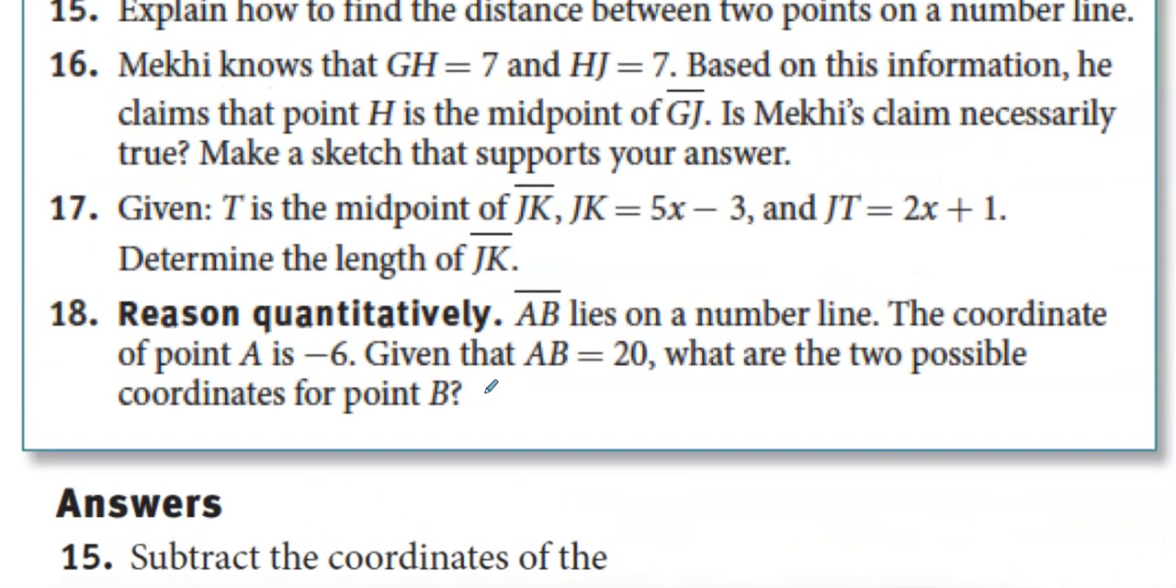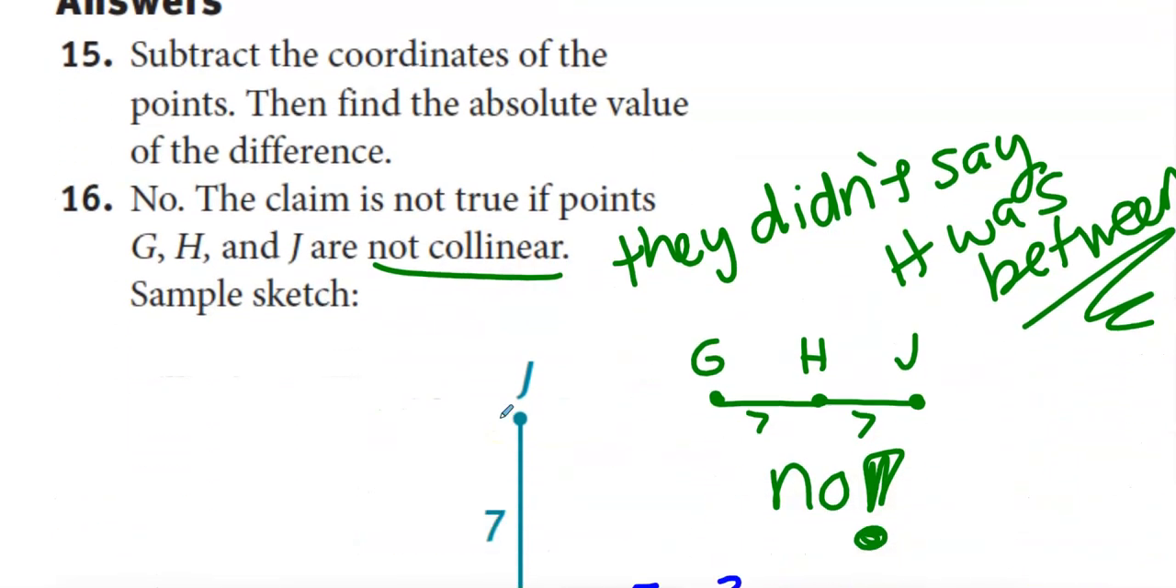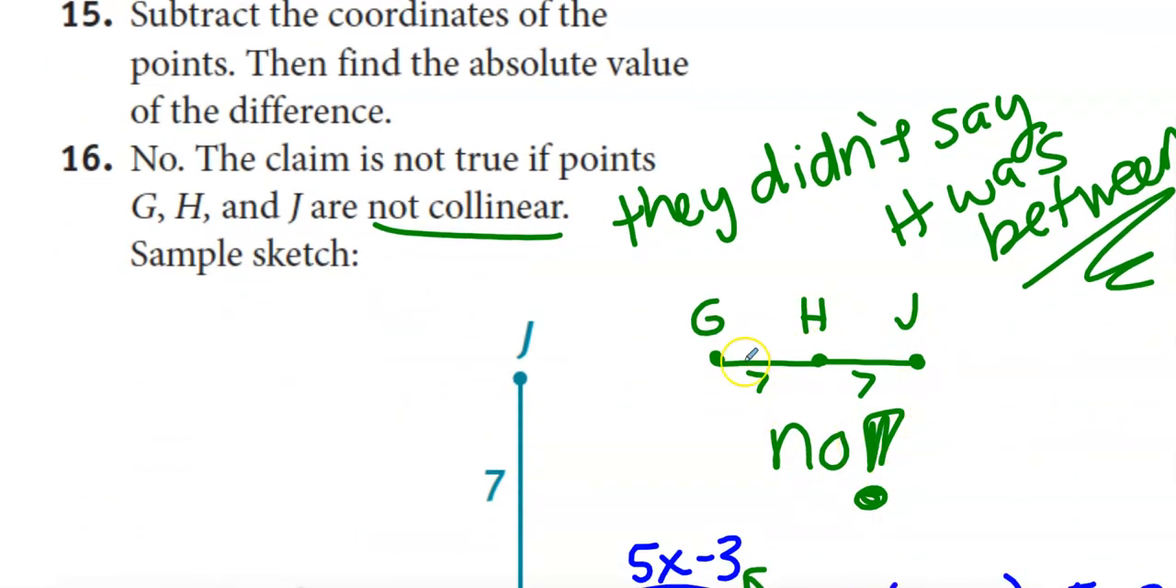Okay. Number 16, Mikai shows that JH is 7 and HJ is 7. Based on this information, he says that H has to be the midpoint. Is he correct? Yes or no, and why? So this one is tricky. So if you drew this kind of picture, which I'm sure y'all did, you would say, well, yes, he's correct.